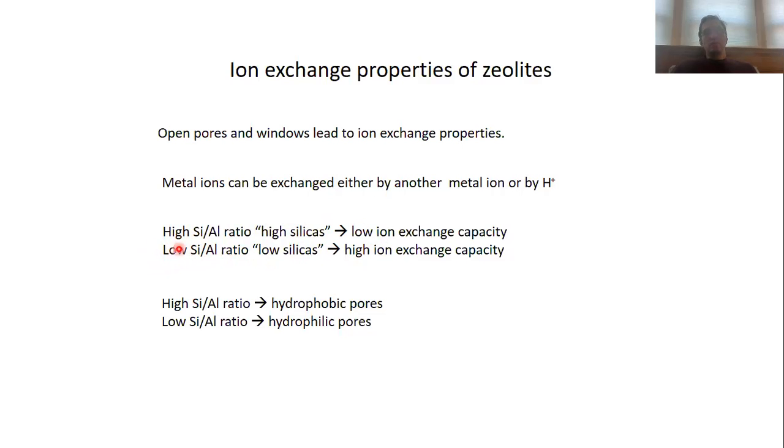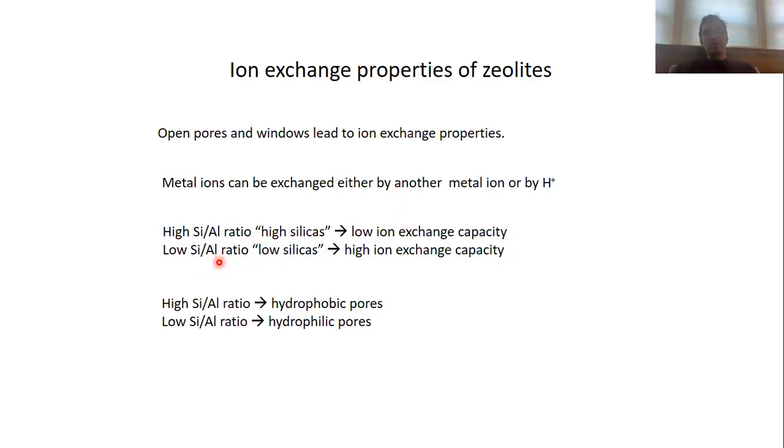This is a way to tune the ion exchange capacity. For low silicas, you typically have high ion exchange capacity because you have more cations that need to counterbalance the anionic charges in the framework. When you have a high silicon to aluminum ratio, then you have low ion exchange capacity because you have a smaller amount of countercations in the pores.